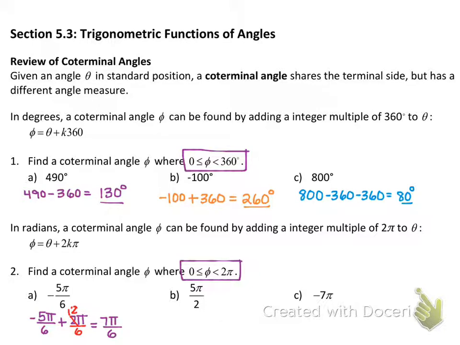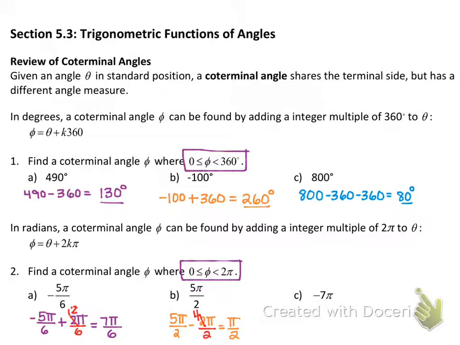Then 5 pi over 2 is actually too big. So we're going to take 5 pi over 2 and we're going to subtract 2 pi. Again, the common denominator is 2, which turns our numerator into 4. So 5 minus 4 gives us pi over 2 as our coterminal angle.